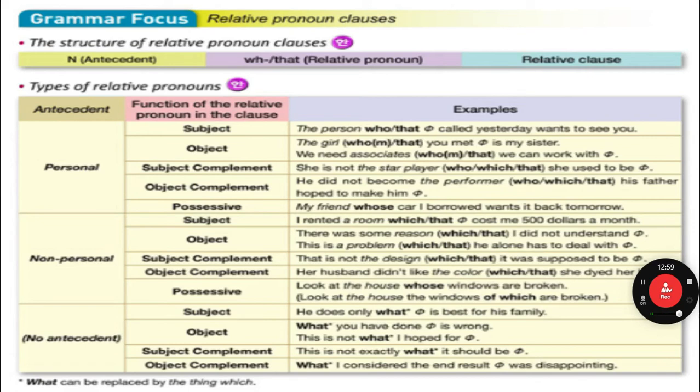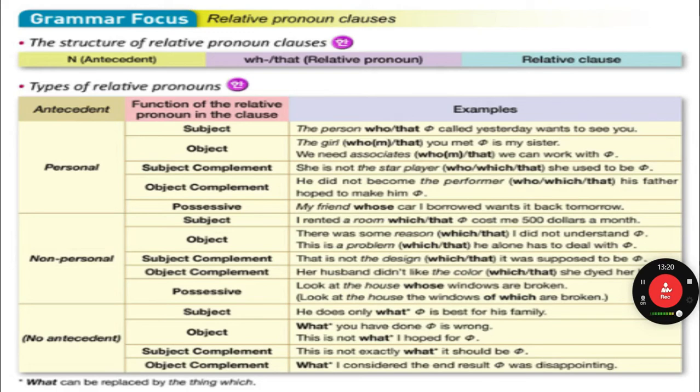Non-personal. You're not talking about a particular person, place, or thing. Subject. I rented a room which cost me $500 a month. I rented a room that cost me $500 a month. Object. There was some reason which I did not understand. There was some reason that I did not understand.